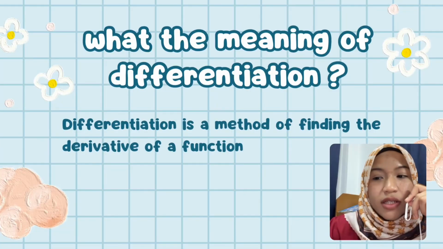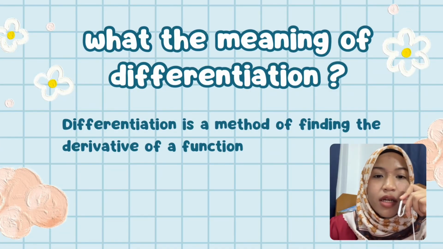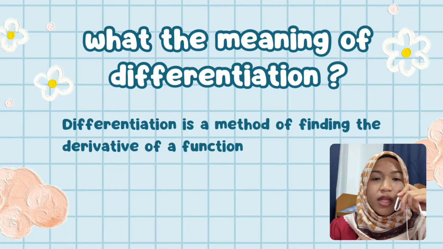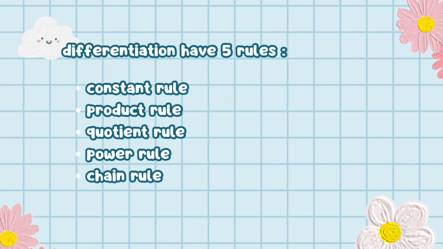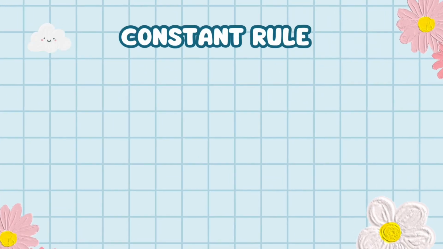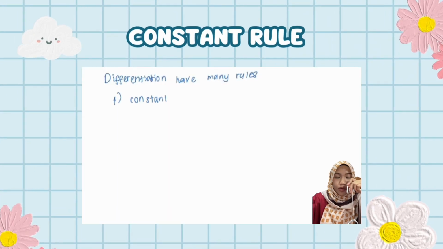What is differentiation? Differentiation is a method of finding the derivative of a function. Rule number 1, constant rule. The formula is d over dx of a constant equal to 0. The derivative of a constant is 0.